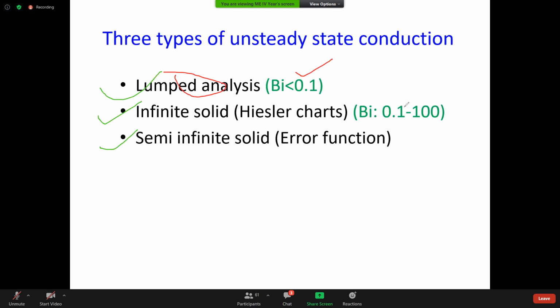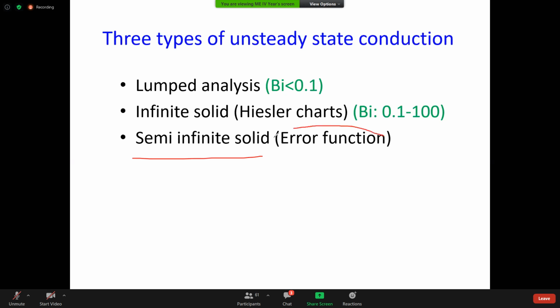If the Biot number varies from 0.1 to 100, that is not a lumped analysis, then we have to go for the infinite solids and use the Heisler chart. These Heisler charts are different for plane walls, cylinders, and spherical objects. I will discuss that also. Try to download that data book today. Very easy. Next, semi-infinite solids.